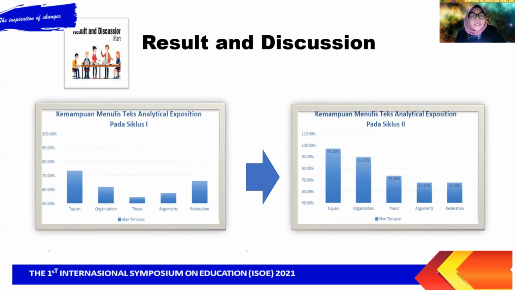While in the second cycle, the graph shows that the students' ability to write analytical exposition text has reached the researcher's target. Thus, it can be concluded that by using the CAFE model, the writing ability of students in class 11 IPA 3 MAN Insan Cendekia Gorontalo increases.